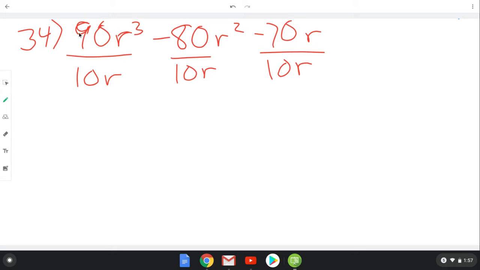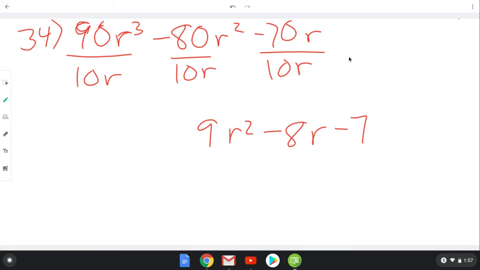So again, here I have 90 divided by 10 is 9. R to the third divided by R to the first, right? 3 minus 1 is R squared. I have minus, and then 80 divided by 10 is 8. R squared divided by R is just R, right? 2 minus 1 is 1, so that's just R. And then 70 divided by 10 is 7, so I have minus 7. And then R divided by R is just 1, or 1 minus 1 is 0. R to the 0 is 1. So this is what I have left after I've divided by R.